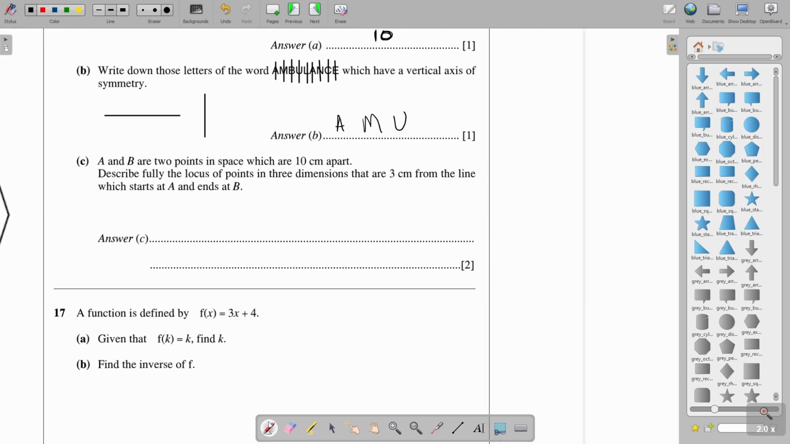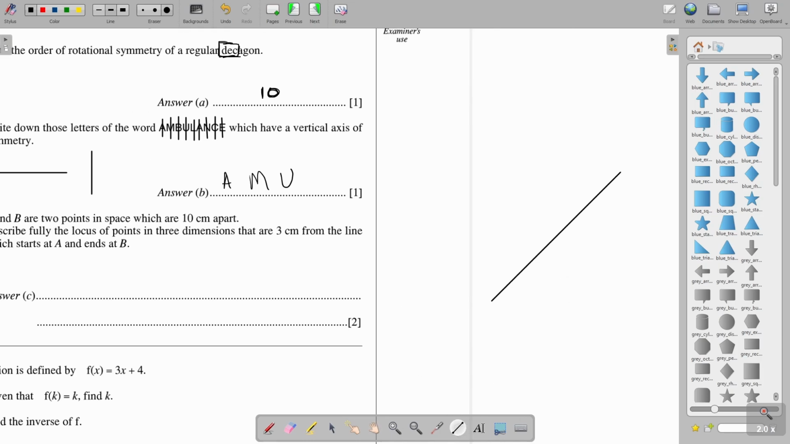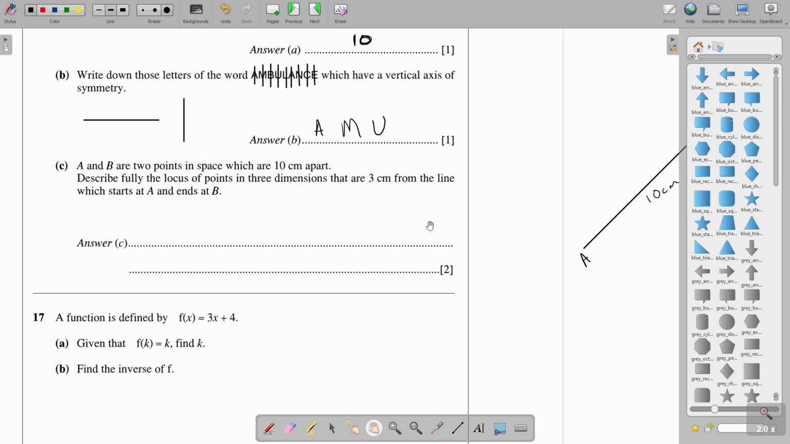So this one's an interesting question. It says A and B are 2 points in space which are 10 centimeters apart. So let's just make a line over here. This is A, and this is B, and they are 10 centimeters apart. Describe fully the locus of points in 3 dimensions that are 3 centimeters from the line.